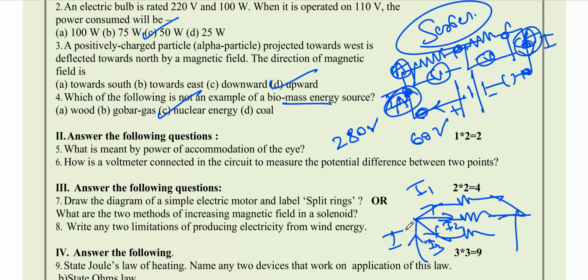Good. So here on the whole we can say that the ammeter is connected in series, the voltmeter is connected in parallel, and the fuse is connected in series.